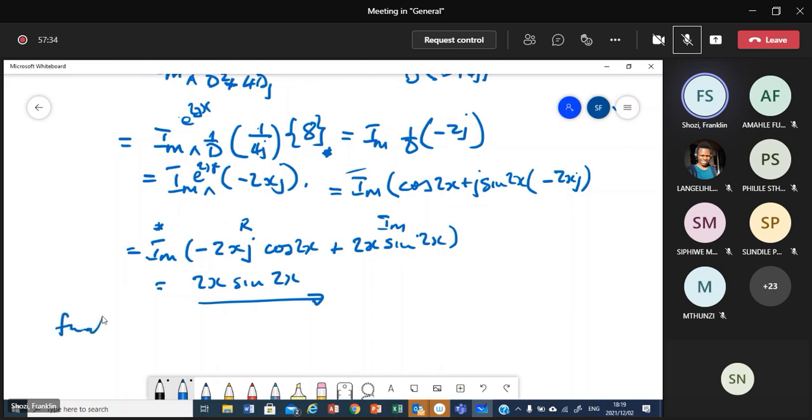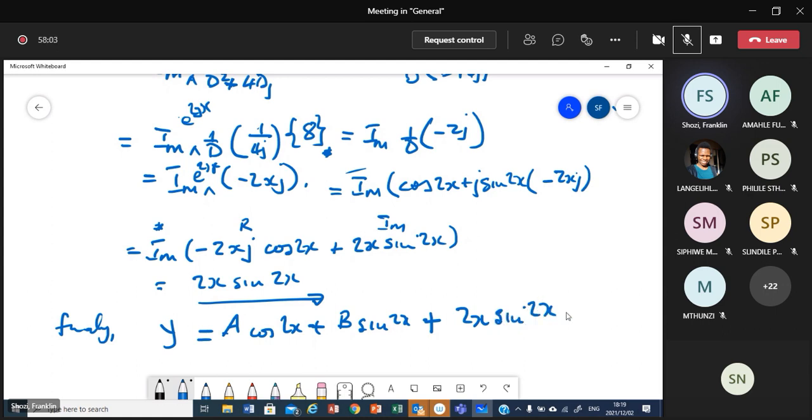Finally, the general solution will be y is equal to a cos 2x plus b sine 2x plus 2x what? Plus 2x what? Sine 2x. That is all what we are expected to know.